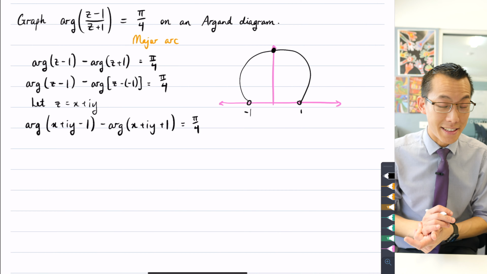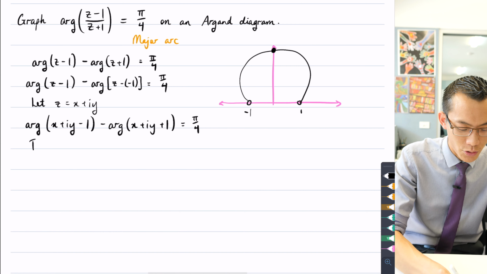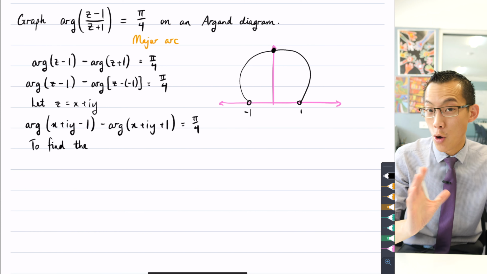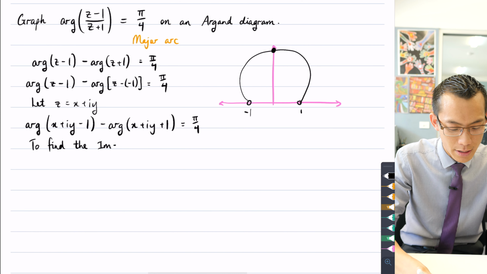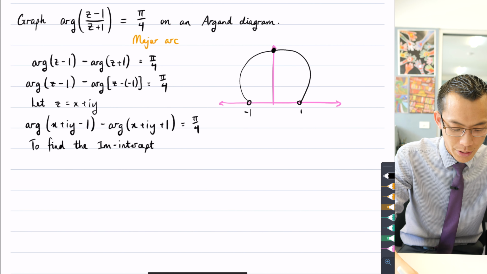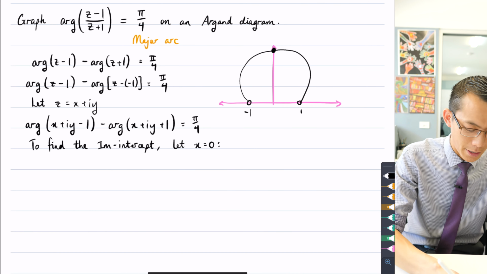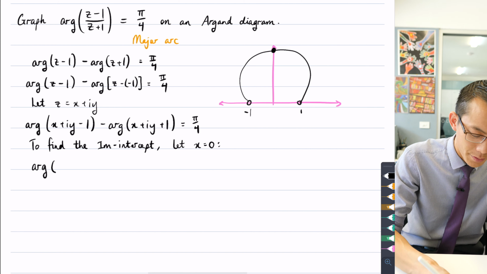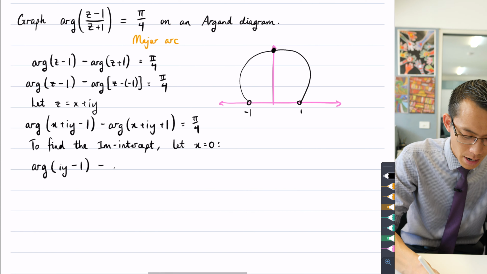That's progress. At least I have x's and y's now, so that when I want to find the imaginary intercept, which I should write down, I can just substitute in that the real component is 0. So to find the imaginary intercept, I'm going to let x equal 0. So what does that give me? I'm going to have arg of iy minus 1 minus arg of iy plus 1.